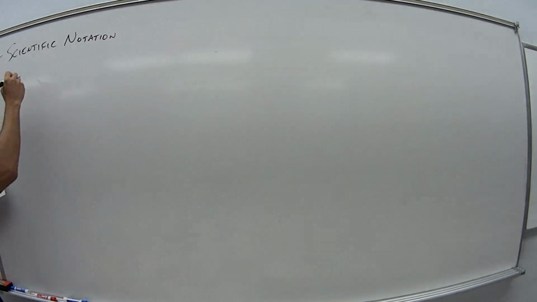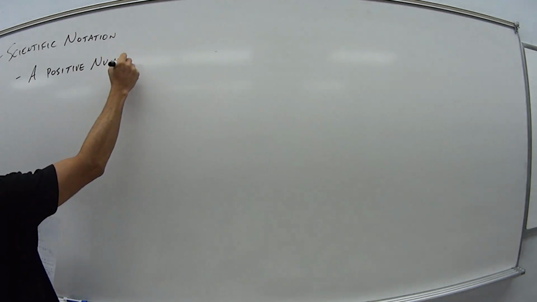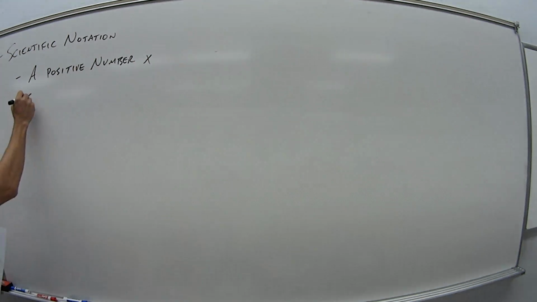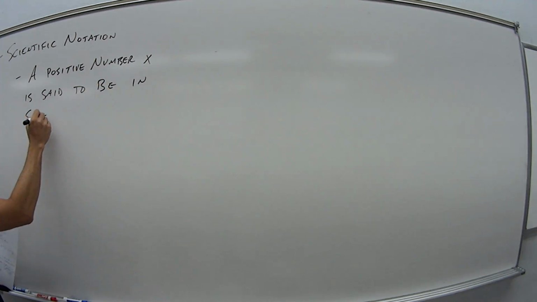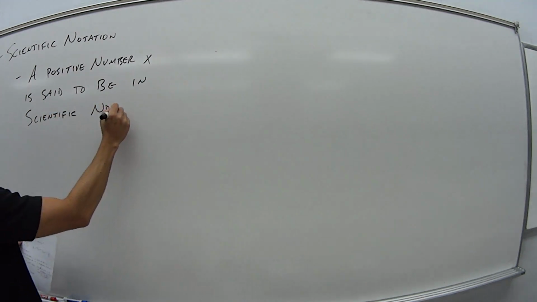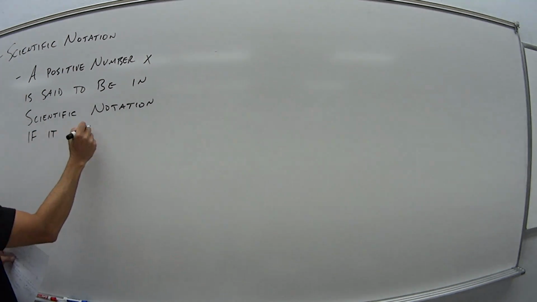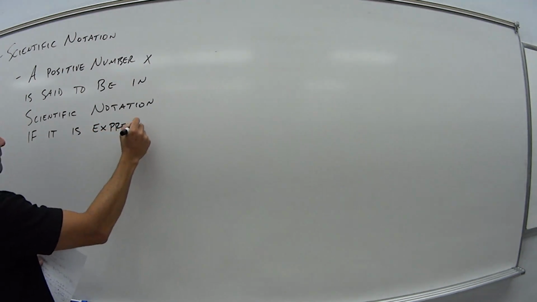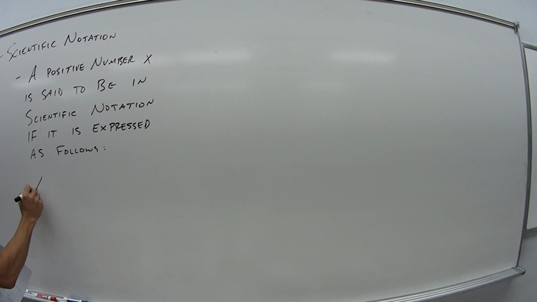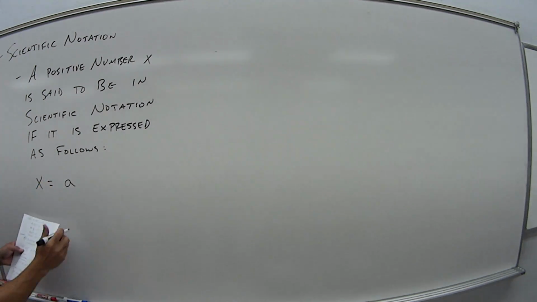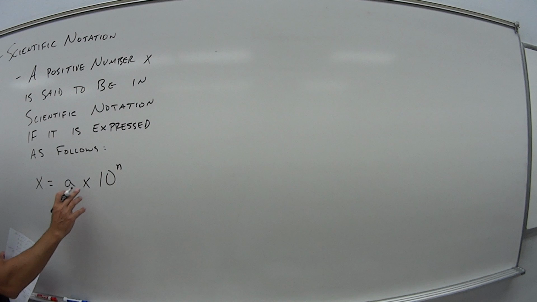So by definition, a positive number x is said to be in scientific notation if it is expressed as follows. That number x is another number a times 10 to the nth power. And we have a couple criteria here.